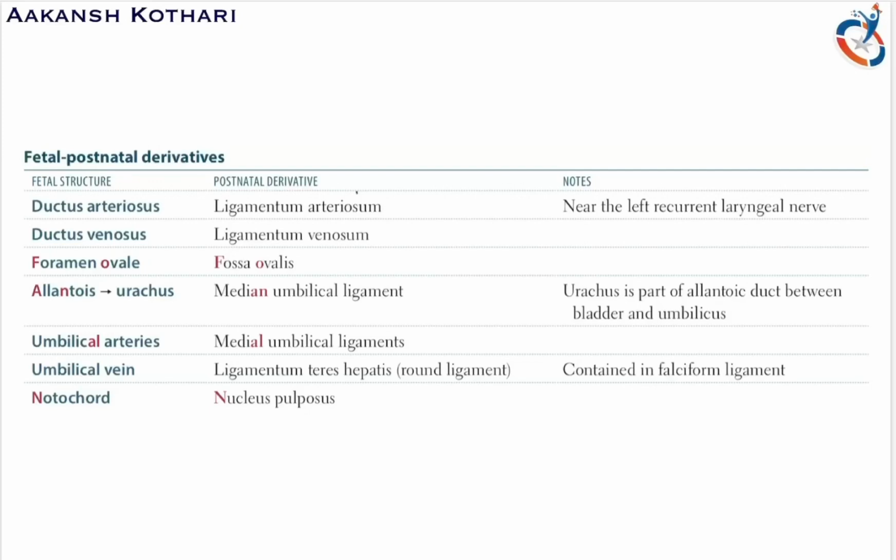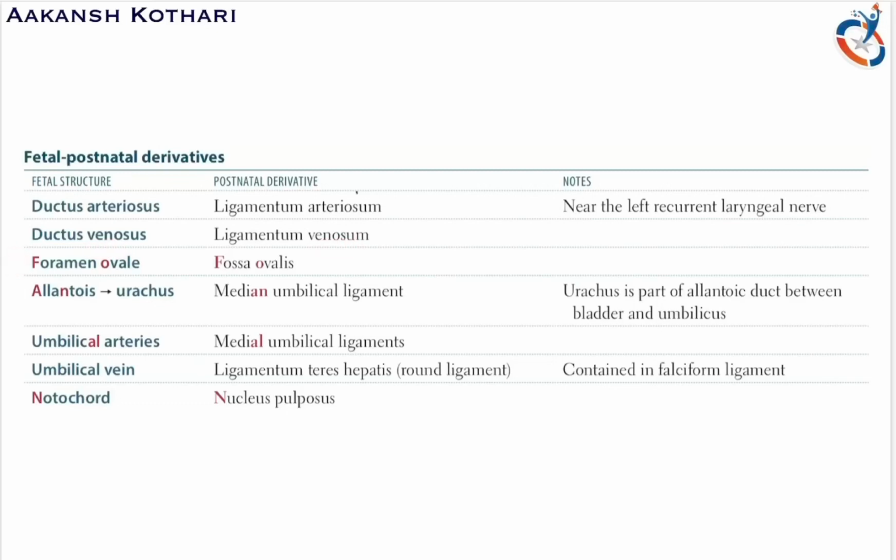Let's go to the next thing, that is the fetal postnatal derivatives. The structures in the fetus are given here and the postnatal derivatives are here. So the ductus arteriosus gives rise to ligamentum arteriosum, and similarly the ductus venosus gives rise to ligamentum venosum. Okay, where is the ductus arteriosus present? It is near the left recurrent laryngeal nerve. This is important. Okay, so ductus arteriosus to ligamentum arteriosum, ductus venosus to ligamentum venosum.